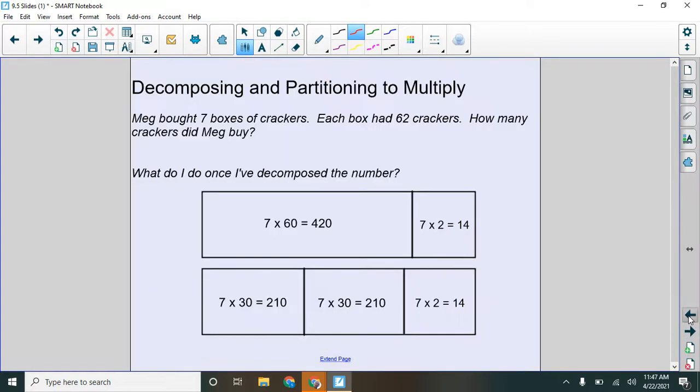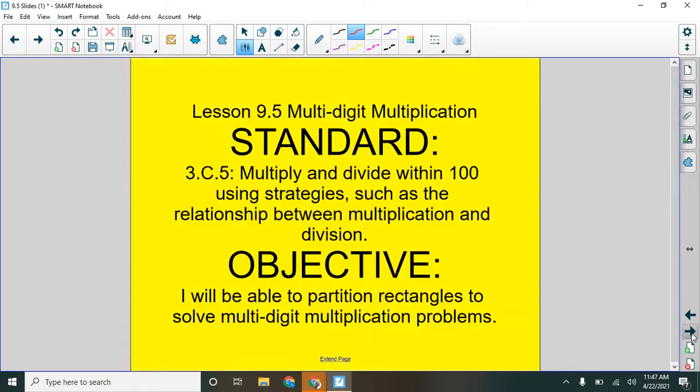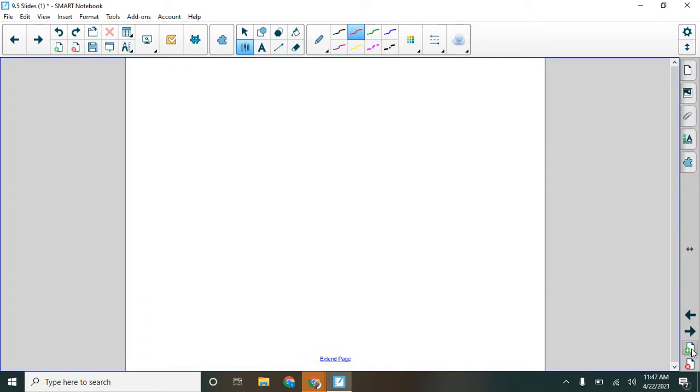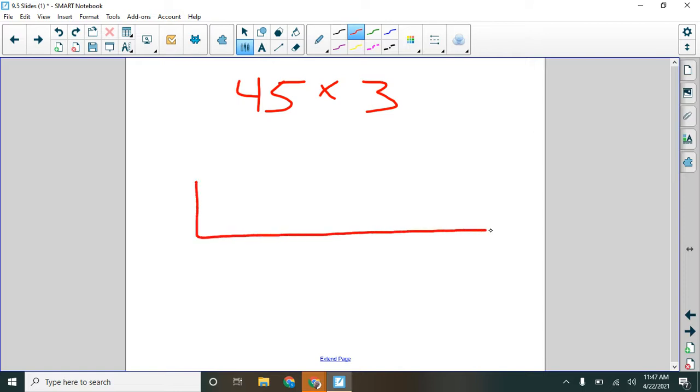Let's practice one more. Okay, you can see that's just a nice, pretty copy of what Mr. White was drawing. Before we get to our math journal, let's just practice another one. Let's practice 45 times 3. All right. Grab your notebook, grab your paper. You're going to need to do this. Draw a rectangle here.